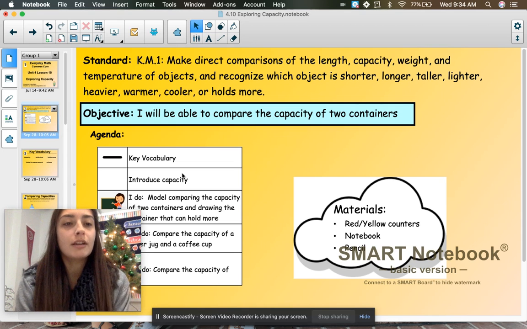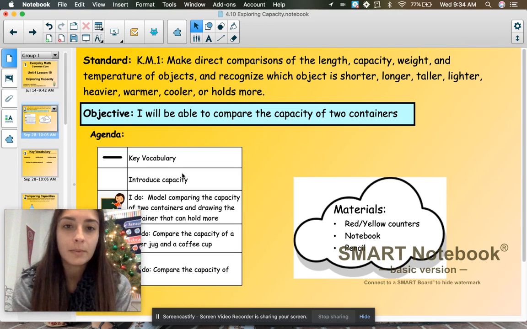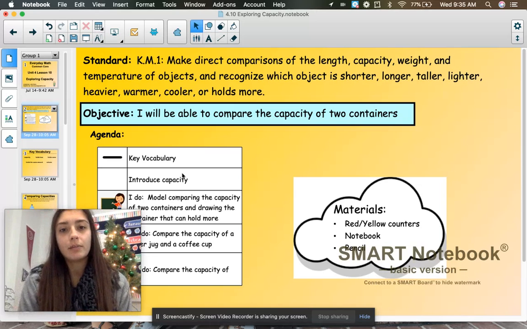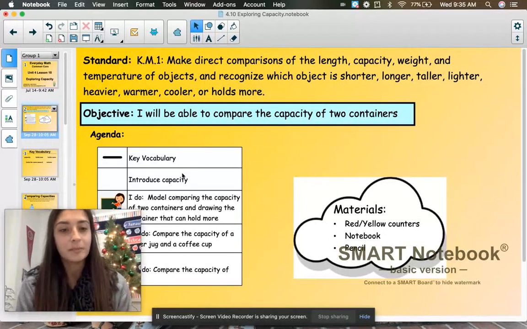Today we are doing Unit 4, Lesson 10, Exploring Capacity. Our standard is the same as yesterday. We're making direct comparisons of length, capacity, weight, and temperature of objects and recognizing which object is shorter, longer, taller, lighter, heavier, warmer, cooler, or holds more.